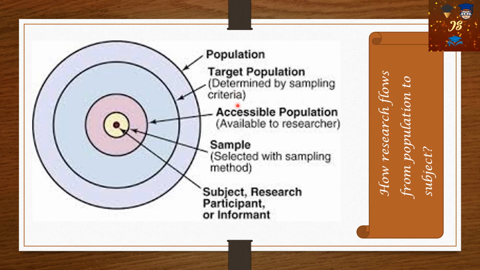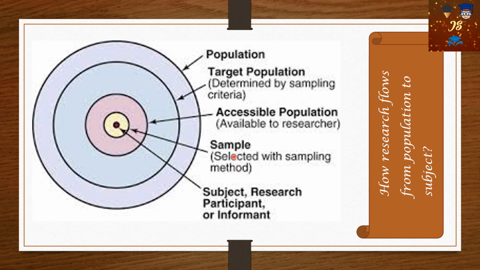Then comes the accessible population, meaning those who are available to the researcher. All the target population may not be accessible, because some of them may not move, some of them may reside in a very remote area from where it is very troublesome to come to the place of the research. So there are various criteria for which the target population may not be accessible. Those who are accessible constitute the sample, selected with the sampling method.